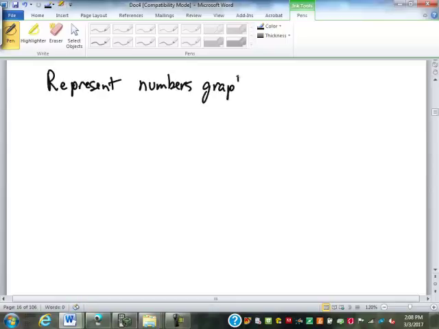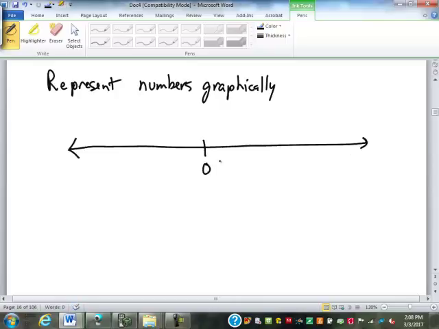Representing numbers graphically. We talked a little bit way back at the beginning of last semester when we did negatives, the integers. We talked about number lines.